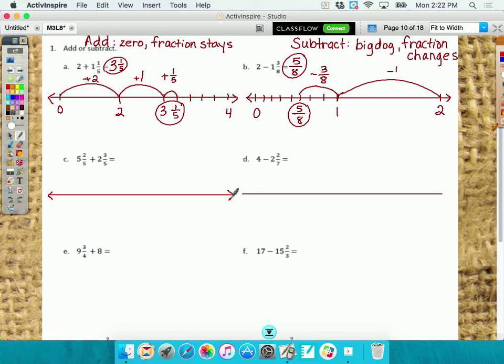Okay, Justin, tell me, what do I start with when I'm adding? 0. Good. And will my fraction change or stay the same this time? Stay the same. Except that we've got 2 of them. So that's a little different. Let's rewrite this. Now the commutative property of addition says that the order of the add-ins does not change the sum. So the order that I write these numbers does not change the answer.